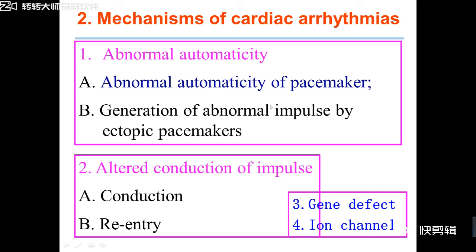Abnormal automaticity of pacemaker. We know the normal pacemaker is the sinus node. So if in the atrial or ventricular there is some abnormal pacemaker, it will induce arrhythmias. Generation of abnormal impulse by ectopic pacemakers can induce arrhythmias. And the second mechanism is abnormal conduction. In abnormal conduction, one definition is re-entry.